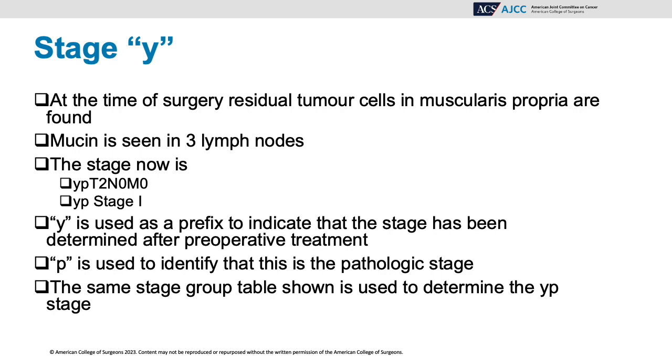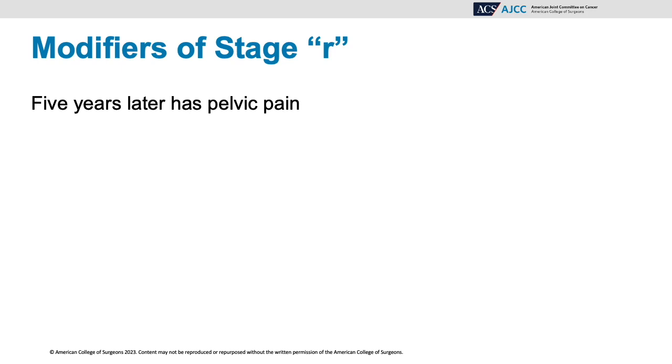The Y is being used as a prefix to indicate the stage has been determined after preoperative treatment, often called neoadjuvant chemotherapy. The P is to identify the fact that this is pathologic stage. It is based on the specimen that was removed and the pathologic analysis. The same stage group table shown is used to determine the yP stage.